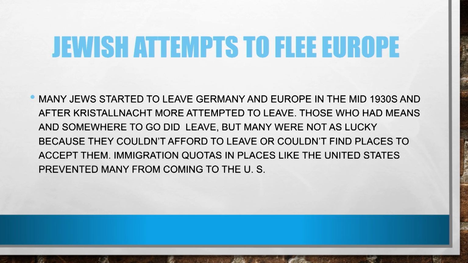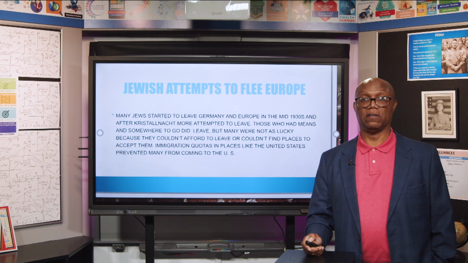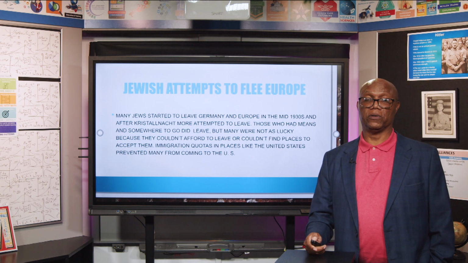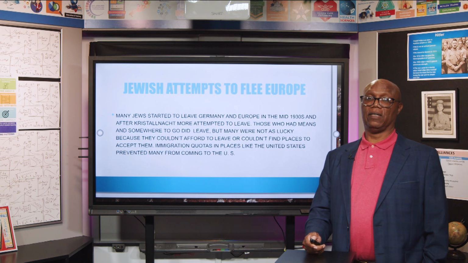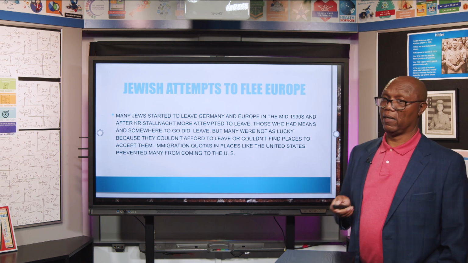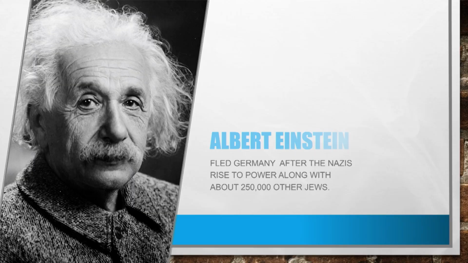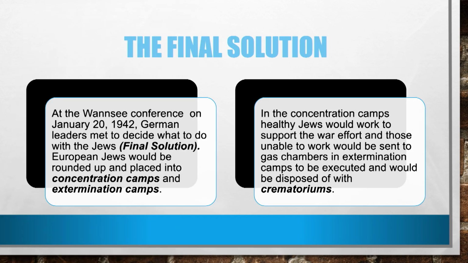So they recognized that they were in a tough position, and they understood that Hitler, of course, was not a good dude, and some things, of course, could happen, and they did happen. Here's one of the German Jews, of course, that left. One of the most brilliant minds, of course, in the history of the world. Albert Einstein fled Germany after Nazis' rise to power, along with about 250,000 other Jews. He was fortunate that he was able, of course, to get to the United States of America.